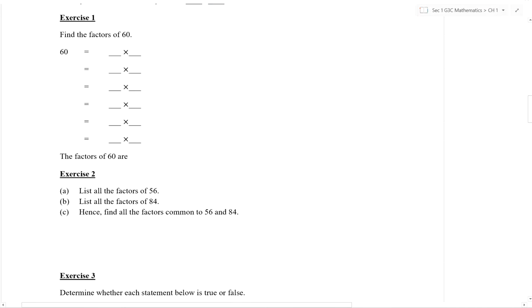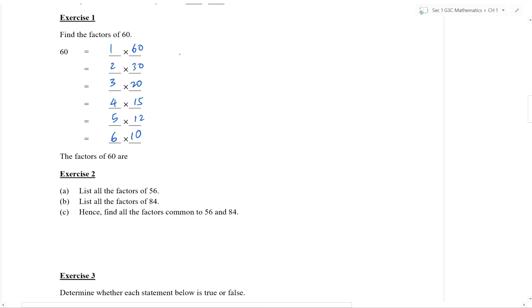How fast can you do this? Can you finish? 60 is the same as 1 times 60, 2 times 30, 3 times 20. We've got 4 times 15, 5 times 12, 6 times 10. Should I go on with 10 times 6? Why not? Yeah, you get the same factors, right?